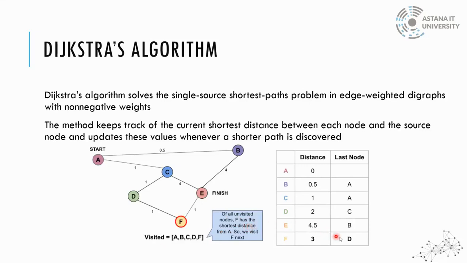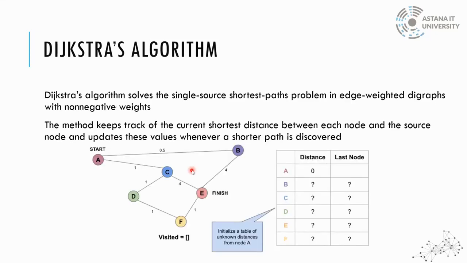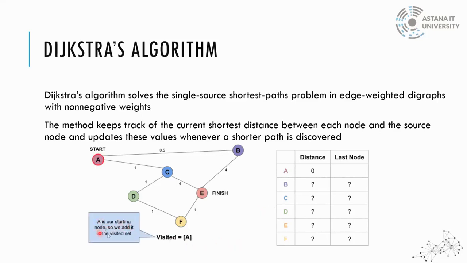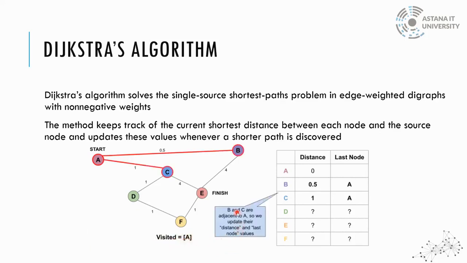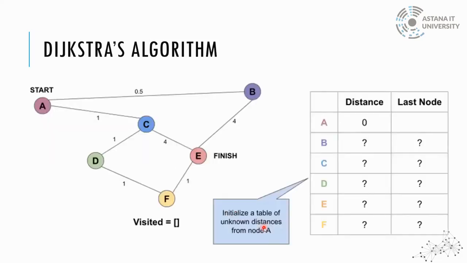But we could change some values in here. I will explain that one by one. So let's finish with the explanation. The method is repeated until the path contains all the nodes in the graph. Only graphs with positive weights can be used by Dijkstra's algorithm, because the weights of the edges must be added. As you see here, we should initialize the table of unknown distances. A is our starting node, so we add it to the visited set directly. B and C are adjacent to A, so we update their distance. B currently has the shortest distance from A, so we visit it. So let's go one by one. I will explain it not that quickly.